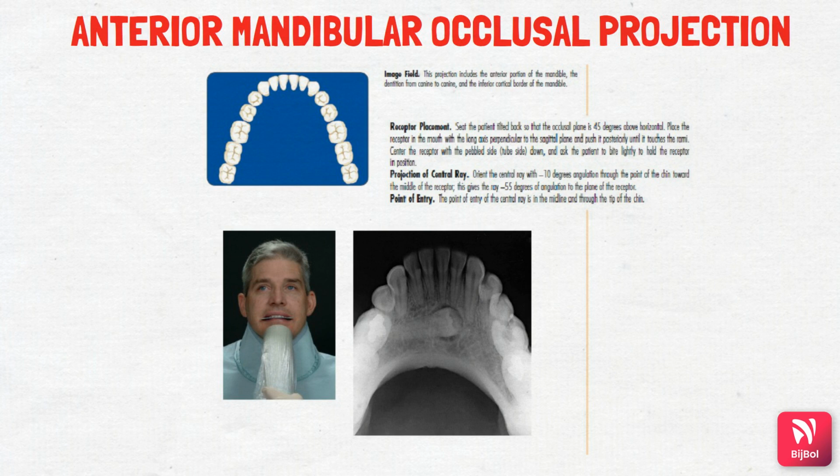Orient the central ray with minus 10 degrees angulation through the point of the chin towards the midline of the receptor. This gives about minus 55 degrees of angulation to the plane of the receptor, similar to that of the bisecting angle technique projections for the lower incisors. Point of entry of the central ray is in the midline through the tip of the chin.